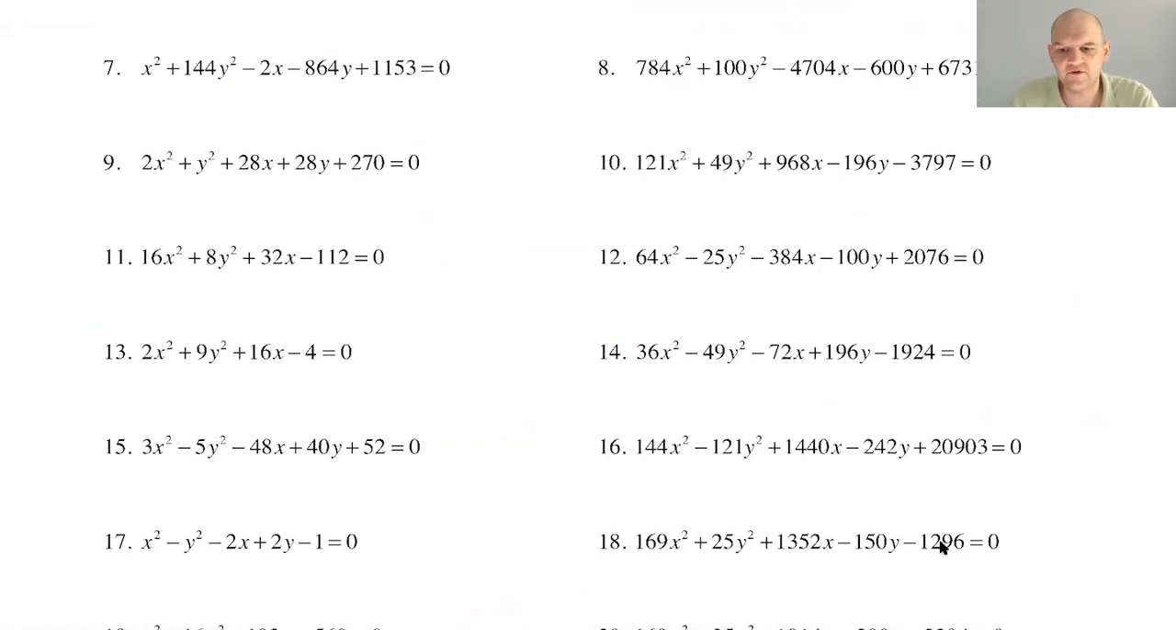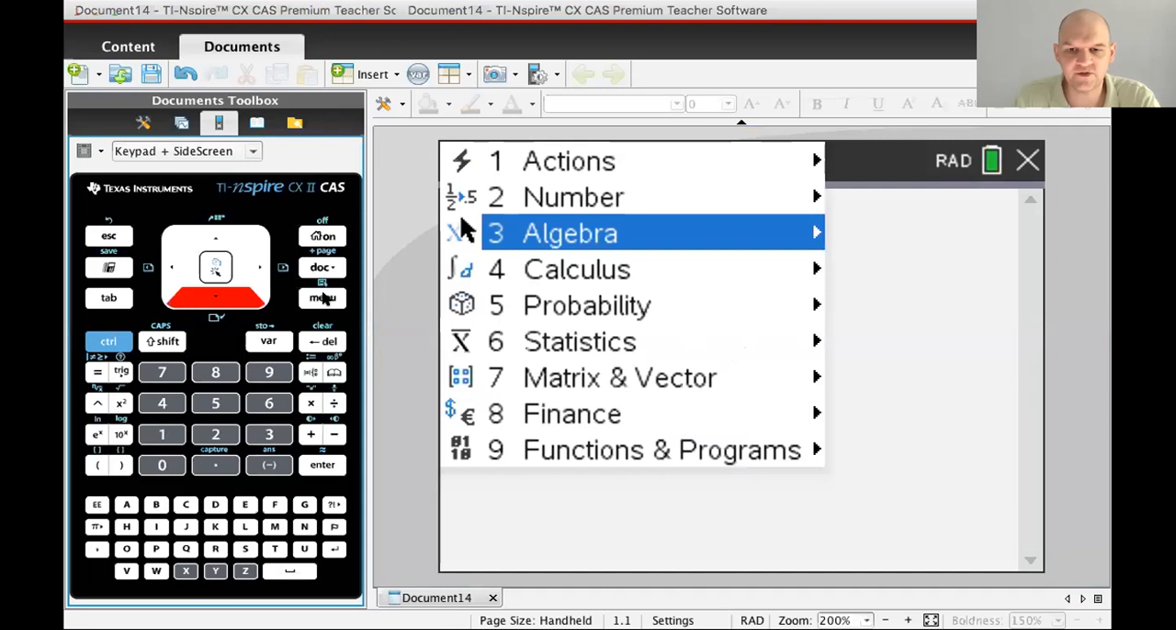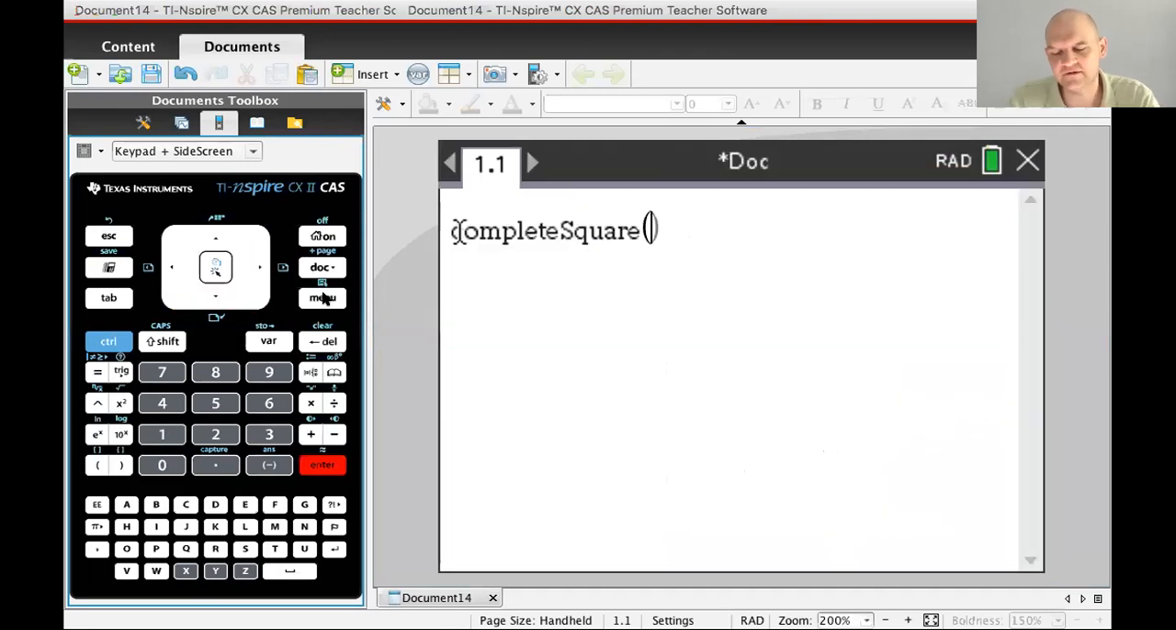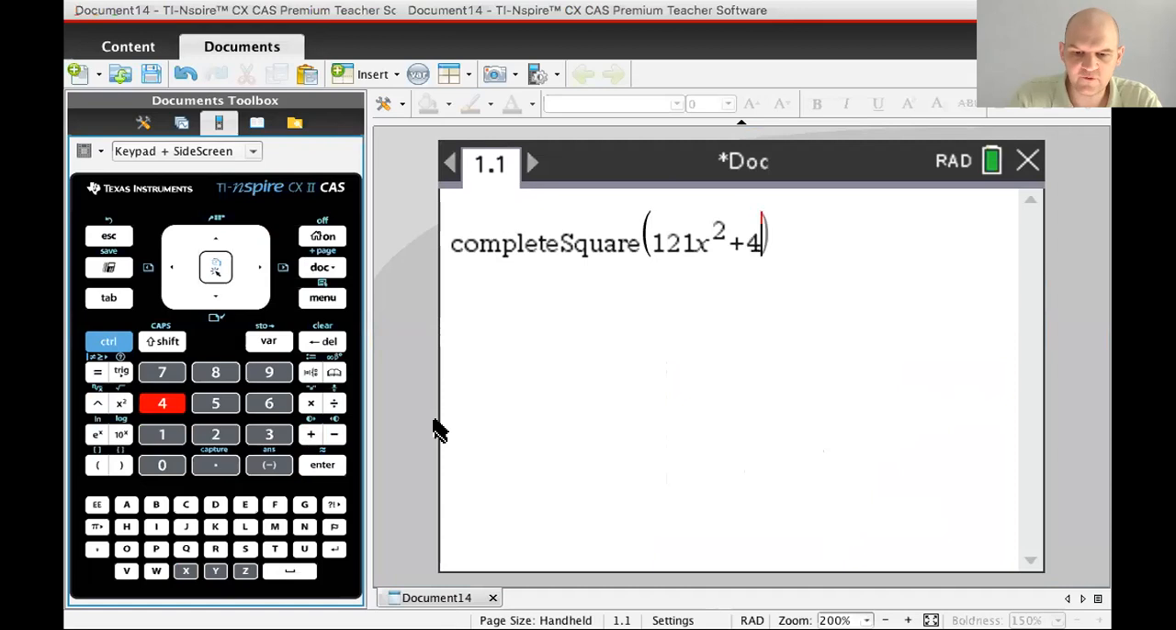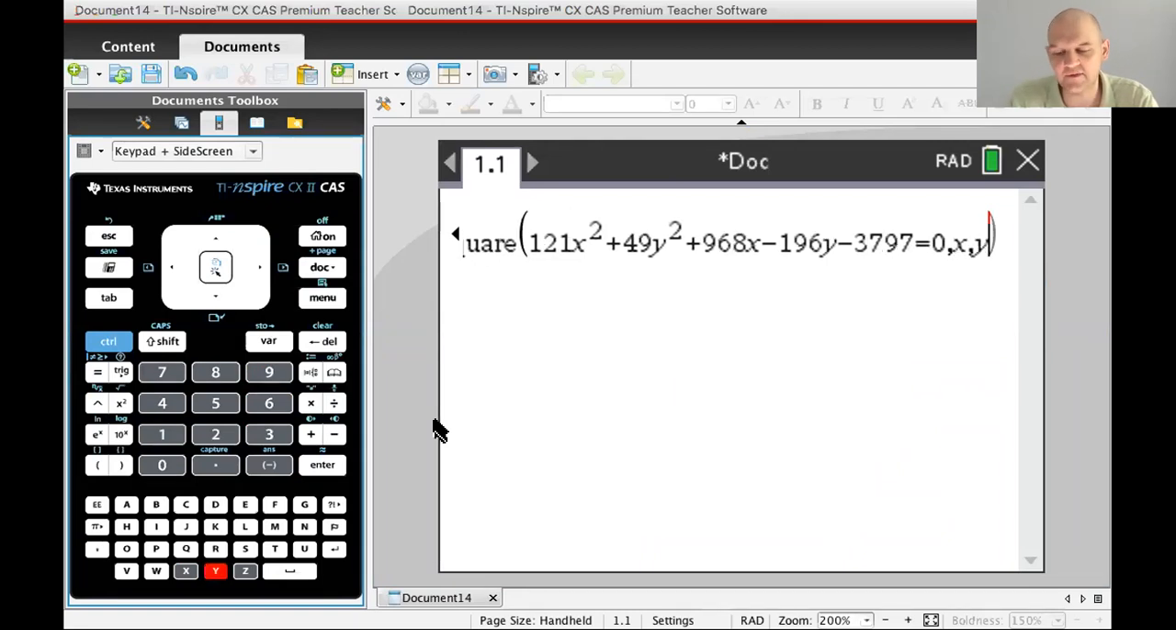So if I go over here. All right, so I'm in the calculator page. Doesn't matter if you're in degrees or radians because there's no degrees or radians going on here. Go to algebra, choose complete the square. I'm in, obviously. And then I'm going to do number 10 here: 121x squared plus 49y squared plus 968x minus 196y minus 3797 equals 0, comma x, comma y. That's what's going to do it. So comma x, comma y.